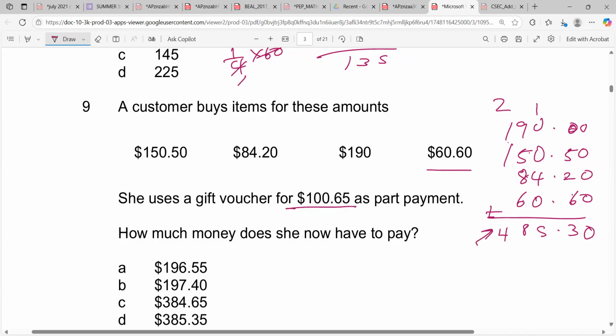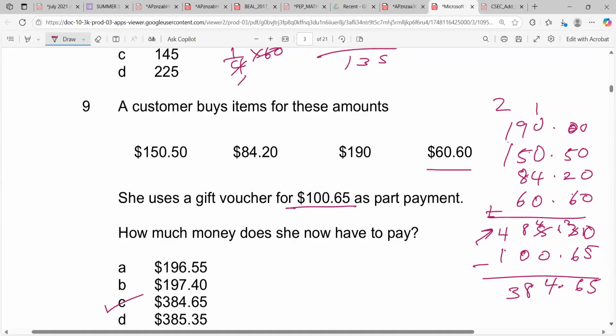And then she used a gift voucher. So the gift voucher will reduce it, right? So 5 from this. 6 from that we can't. So we have to borrow one over here. So that way it was 6. 4, 8, 2. 384.65. So that would have been C.